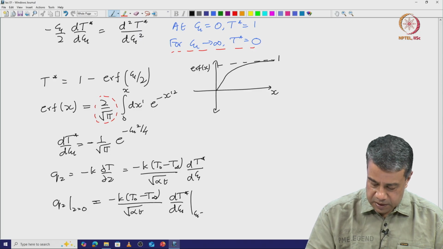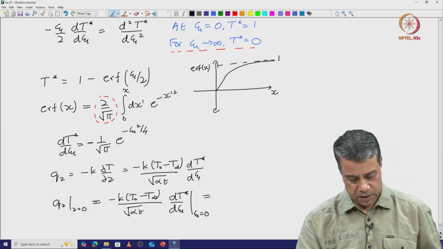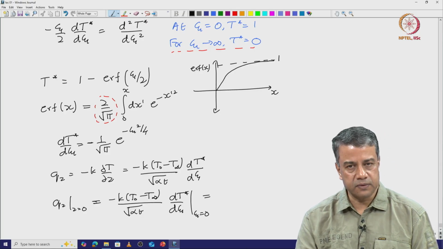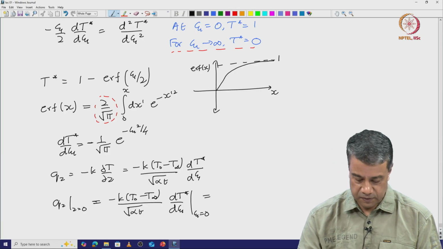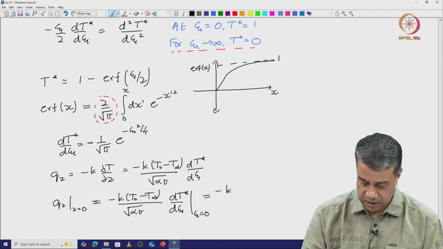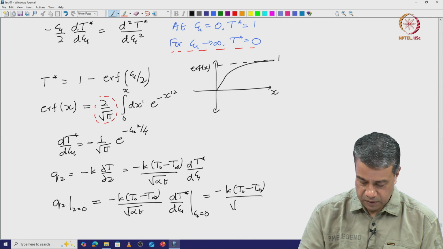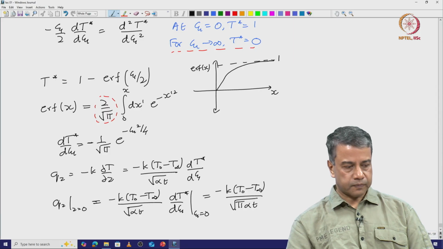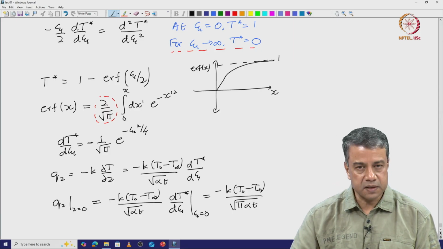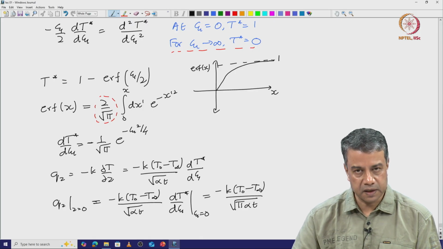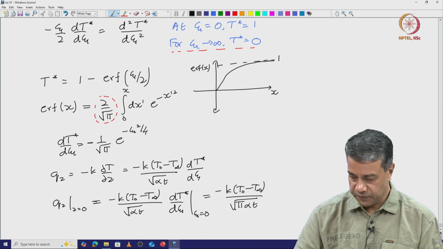At psi equal to 0, dT star by d psi at psi equal to 0 is minus 1 by square root of pi. So, I just get minus K into T naught minus T infinity by root of pi alpha t. So, this is the solution for the scale temperature field and the heat flux at the surface.